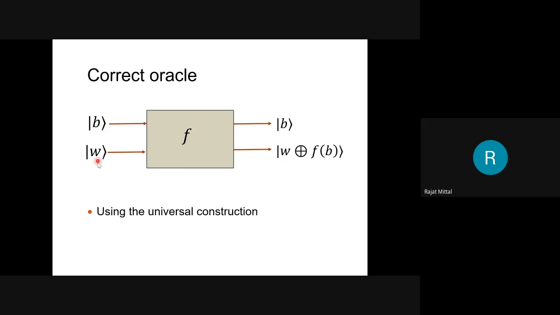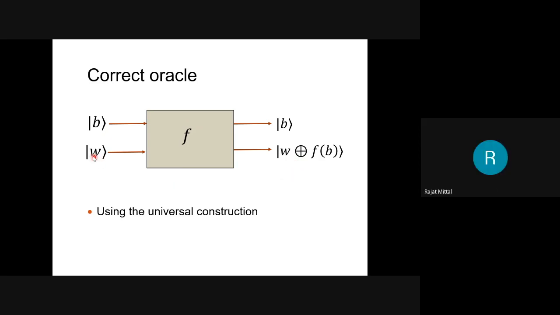You give the bit and you have W as the answer bit. What happens is this bit remains the same and the answer is XORed to the W bit. Is everyone familiar with this XOR symbol? Yes, sir. This is exclusive OR. If both bits are the same, then it is 0. If both bits are different, then it is 1.